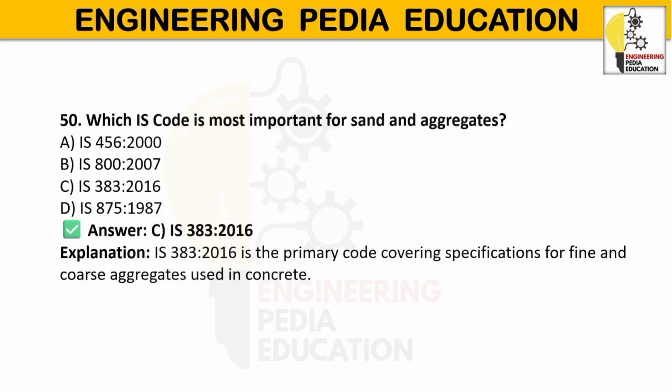IS 800:2007 is the general construction steel code. This is the steel code.